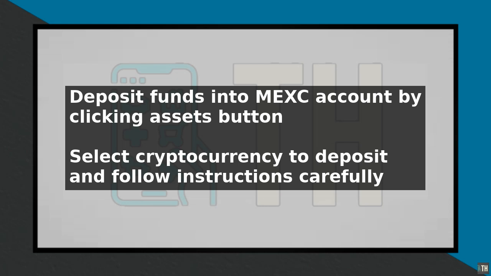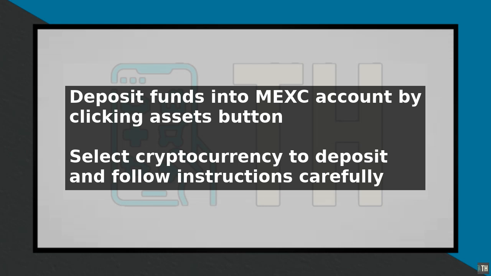Now, navigate to the trading interface by clicking on the Trade button. Select the spot trading or leverage trading option. Depending on your trading strategy, choose the trading pair you are interested in, such as Bitcoin or Ethereum.